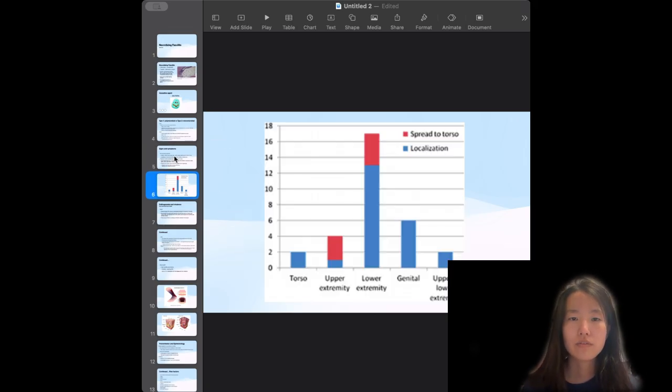Okay, so this is a graph showing the lower extremity compared to the other body parts. So you can see how the bacteria affects the lower extremity more than any other body part.